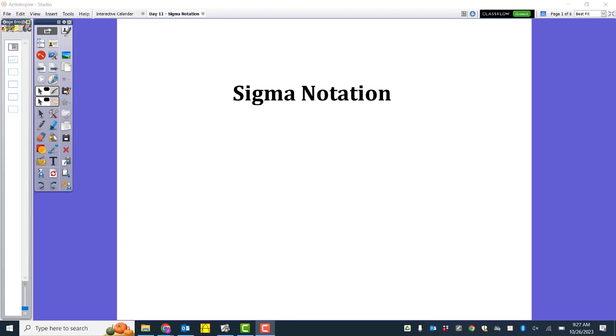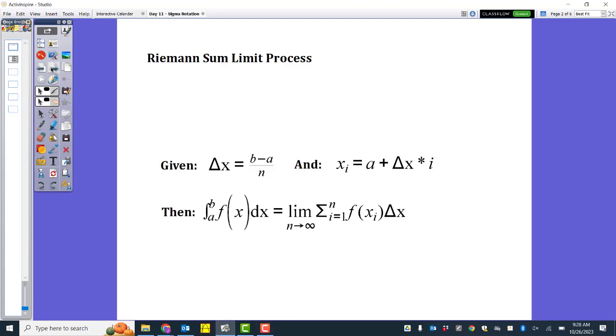All right, today we're looking at sigma notation or limit Riemann sum notation. Essentially, this is a way to represent a Riemann sum as an integral. Now, we already know a Riemann sum approximates an area under the curve, and the integral gives us the exact area under the curve. So the idea is, if we have an infinite number of Riemann sums, then it should equal the integral. And that's where this formula comes in.